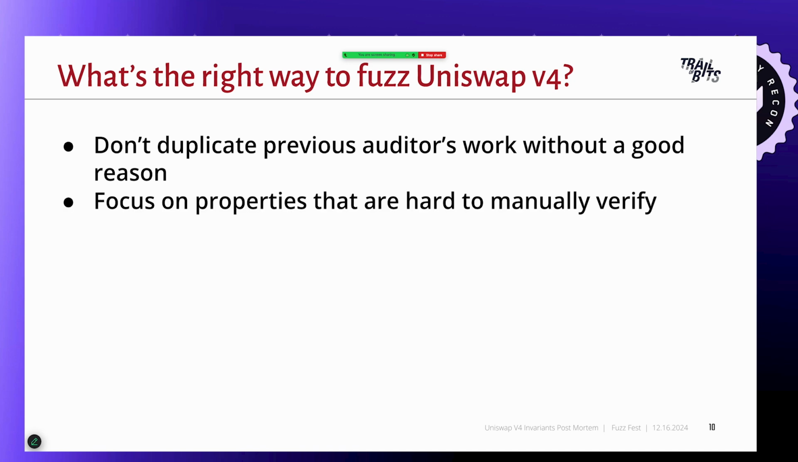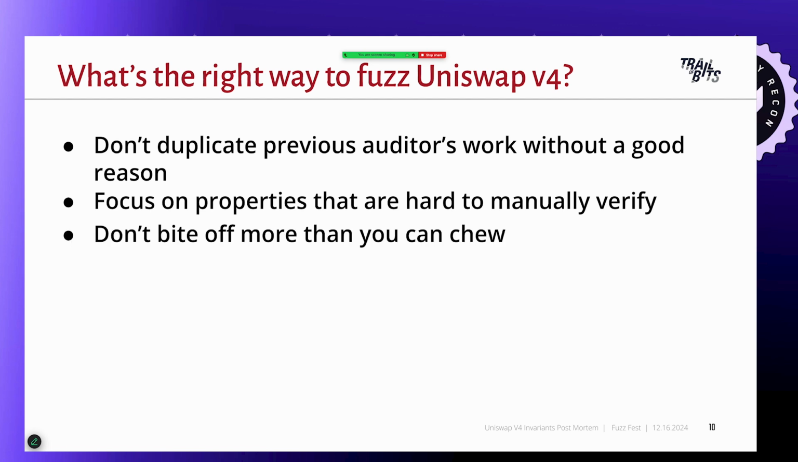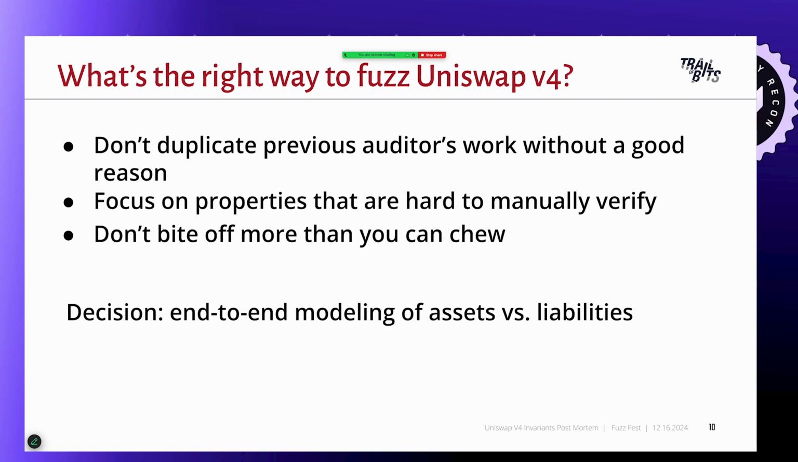We also wanted to focus on properties that are hard to manually verify because we're trying to use this to aid the auditors. We're trying to take stuff off of their plate and use the fuzzing harness to be able to find the stuff that they don't normally find. And last, we don't want to bite off more than we can chew. Again, this was only a 3 calendar week engagement for a really complicated protocol. So it was really, really important that we don't try to exhaustively fuzz absolutely everything about it.